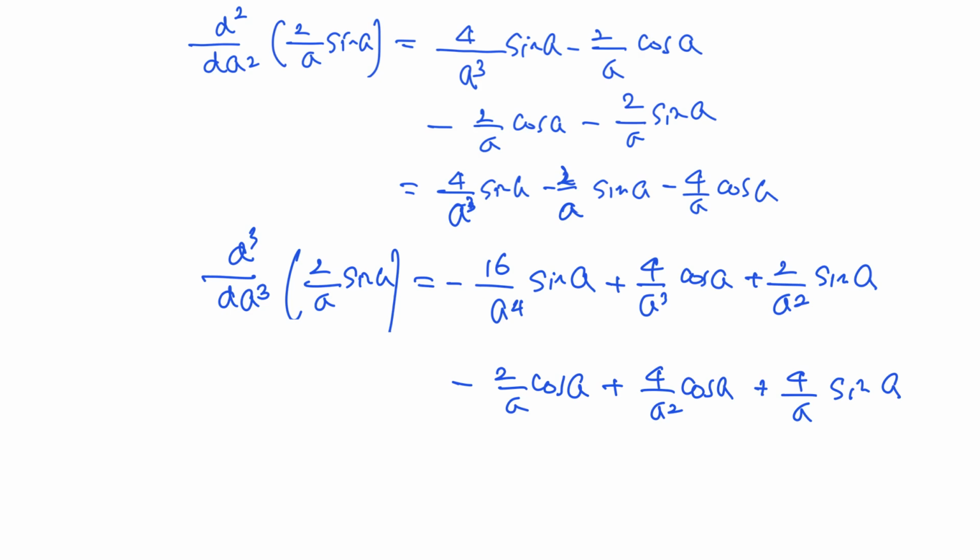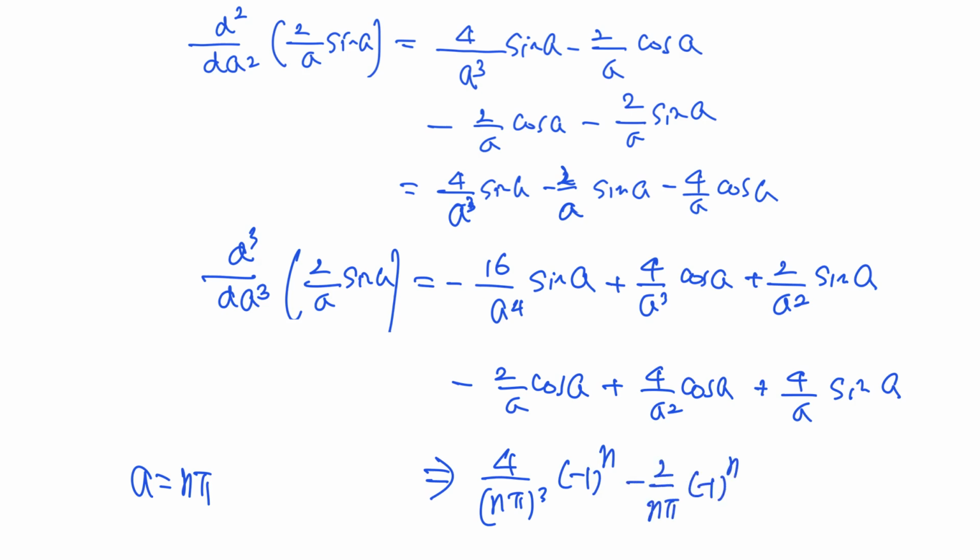And then if you set A equal to n pi, what happens? Then this result becomes, every sine A just goes to 0, right? Only the cosine terms survive: 4 over n pi cube, minus 1 to the n, minus 2 over n pi, minus 1 to the n, plus 4 over n pi square, minus 1 to the n.